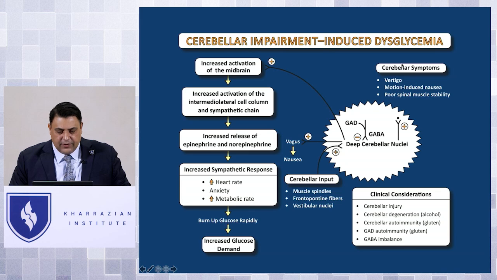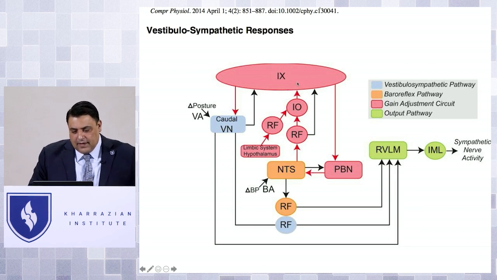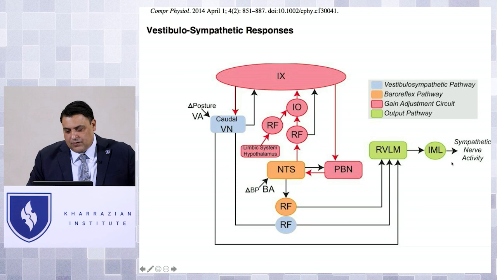Here's where you have people with vertigo, motion-induced nausea, these balance disorders. These pathways in the brain, the cerebellum, vestibular system fire right into the midbrain that activates the sympathetic chain. The heart rate goes up. They burn off glucose really quickly. This epinephrine, norepinephrine sensitizes nociceptors really aggressively. And here you can see vestibular sympathetic responses, and they just show when the vestibular system, these vestibular nuclei, are activated, it directly activates that intermediolateral cell column and causes sympathetic pain.